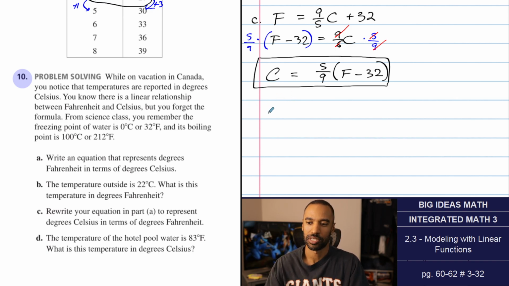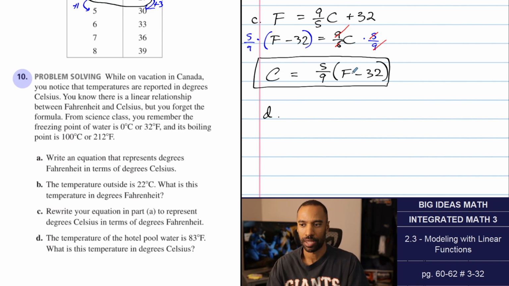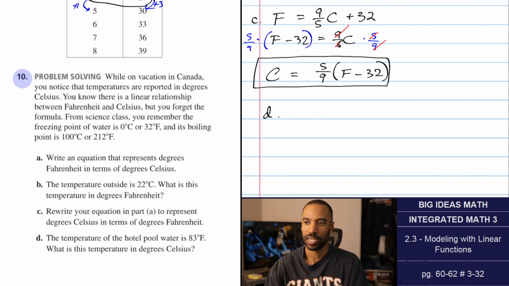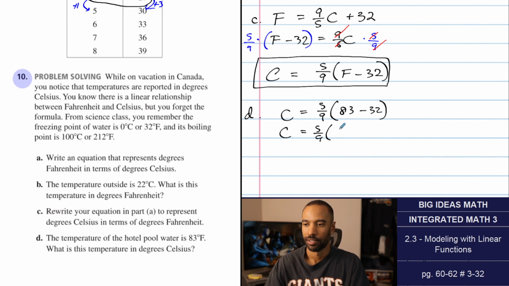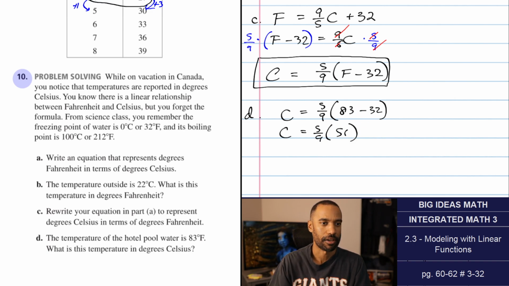Part D, the temperature of the hotel pool water is 83 degrees Fahrenheit. What is the temperature in degrees Celsius? This time we will substitute 83 for F. So C equals 5/9 times (83 minus 32). That's 5/9 of 51.